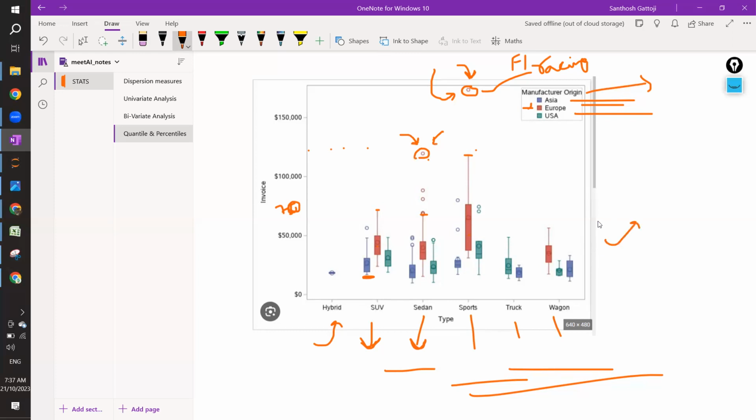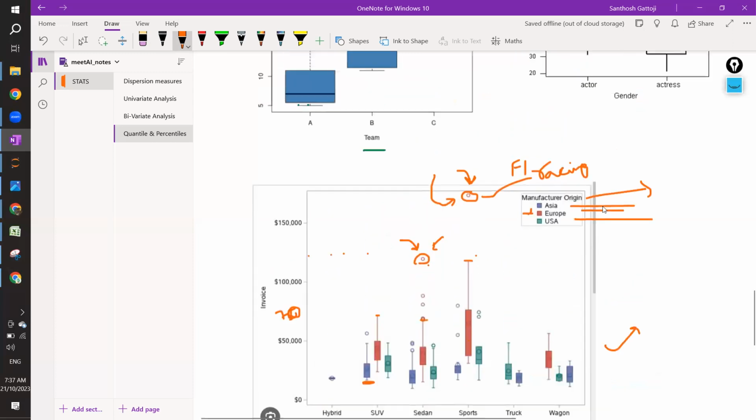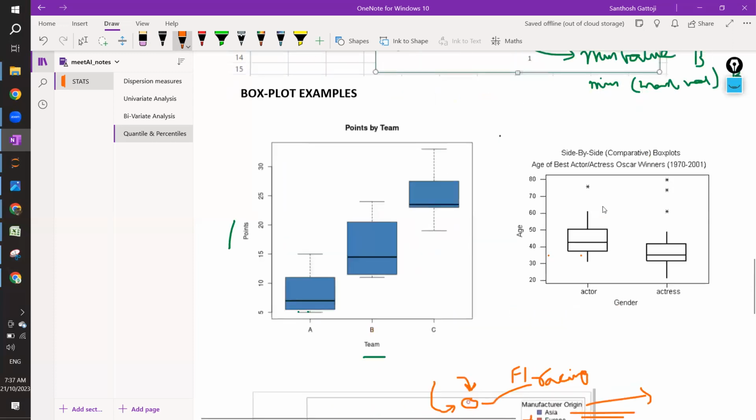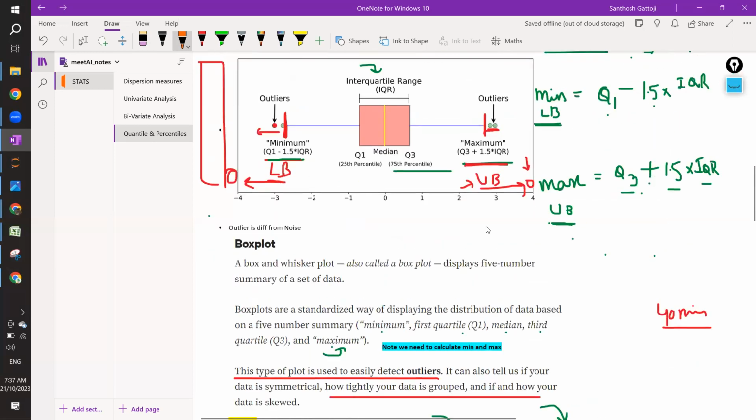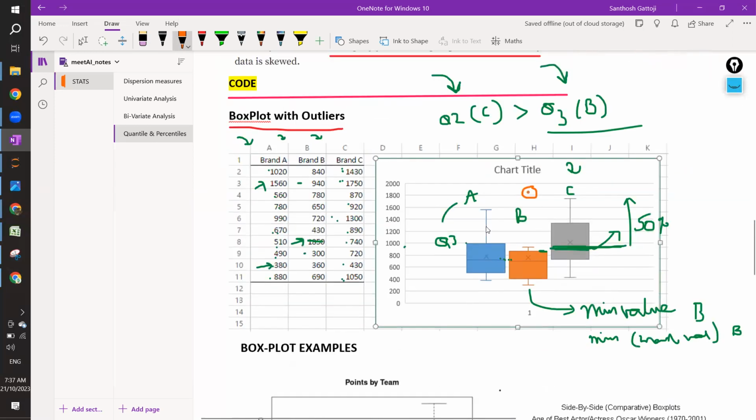So that's all, guys. That's all I would like to share about BoxPlot. I hope you understood BoxPlot, the different concepts of BoxPlot, and how you can find outliers, etc.